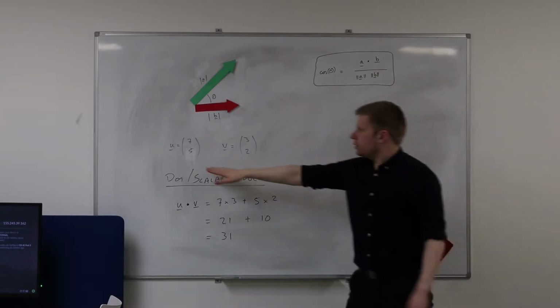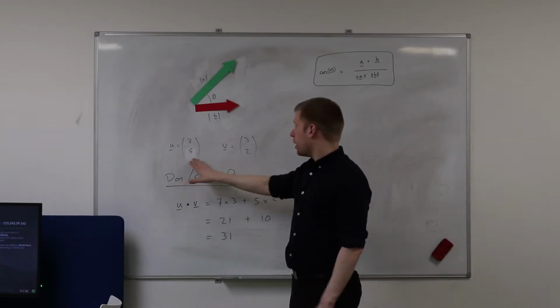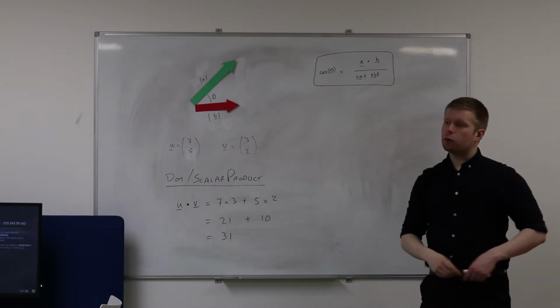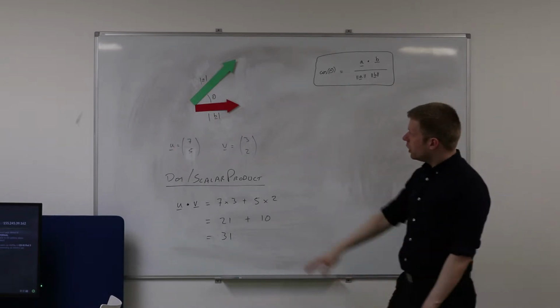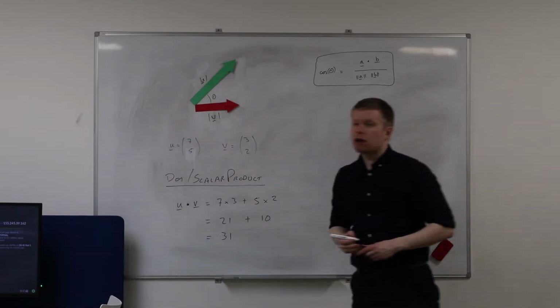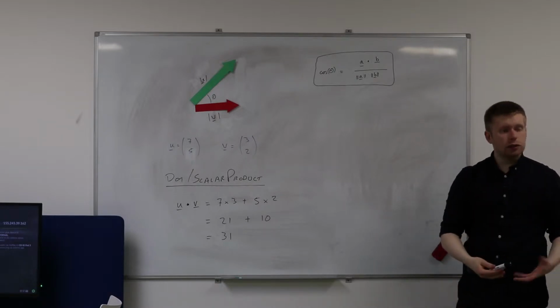Let's take u and v just like before. So u is equal to (7,5) and v is equal to (3,2). And let's suppose now I want to find the angle between these two vectors. Okay, so let's say that this is u and this is v. Let's suppose I want to find the angle between those two vectors. So let's see how it works in the formula.